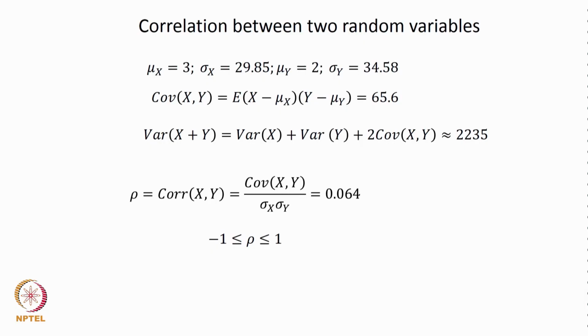Now we can also find the correlation between two random variables. So correlation of x comma y is equal to covariance of x, y divided by sigma x sigma y, and in this case it turns out to be 0.064, because we already know the values of sigma x, sigma y, and we know the covariance of x, y. As usual, the correlation coefficient is between -1 and +1.